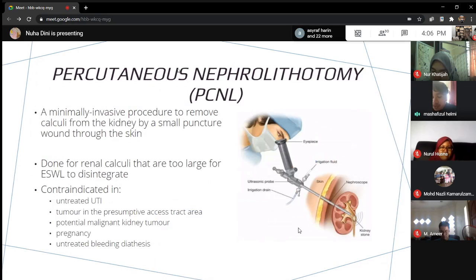Percutaneous nephrolithotomy is a minimally invasive procedure to remove calculi from the kidney through a small puncture wound in the skin. It is done for renal calculi that ESWL is incapable of disintegrating. The contraindications include untreated urinary tract infection, tumor in the presumptive access tract area, potential malignant kidney tumor, pregnancy, and untreated bleeding diathesis.